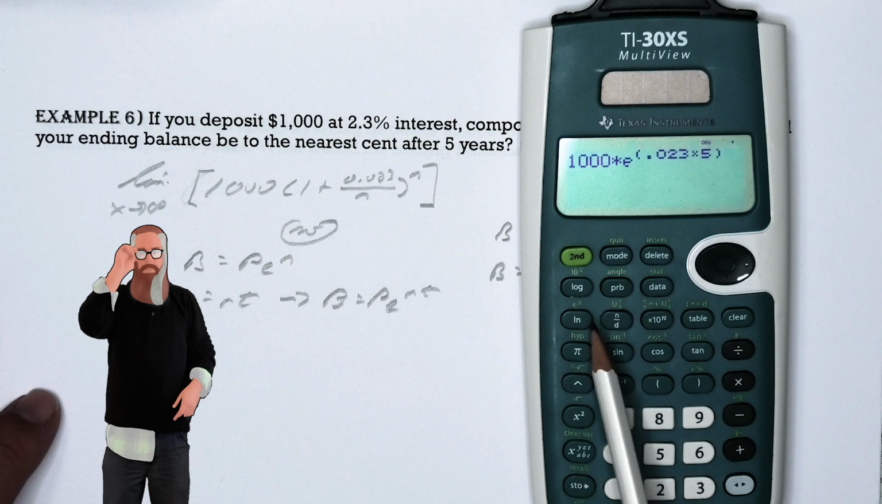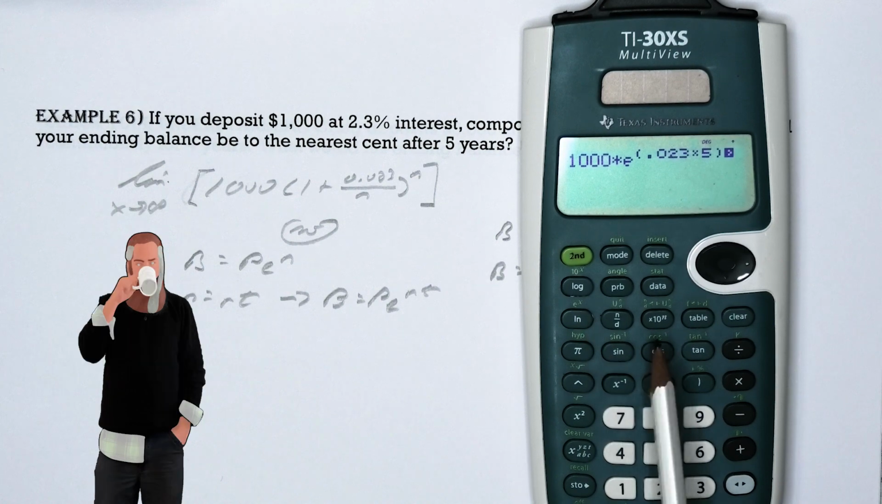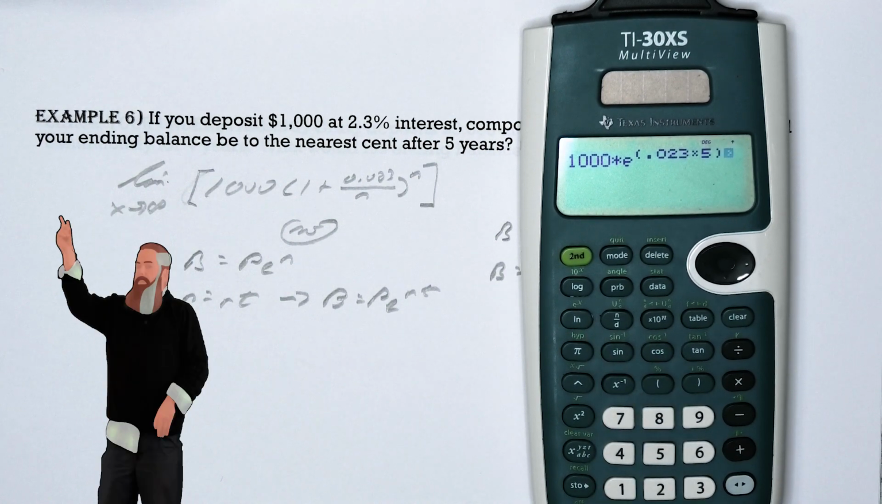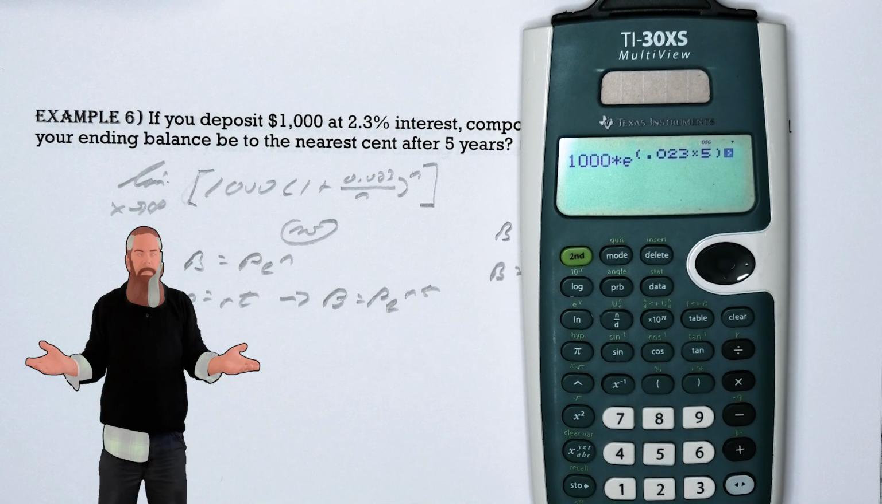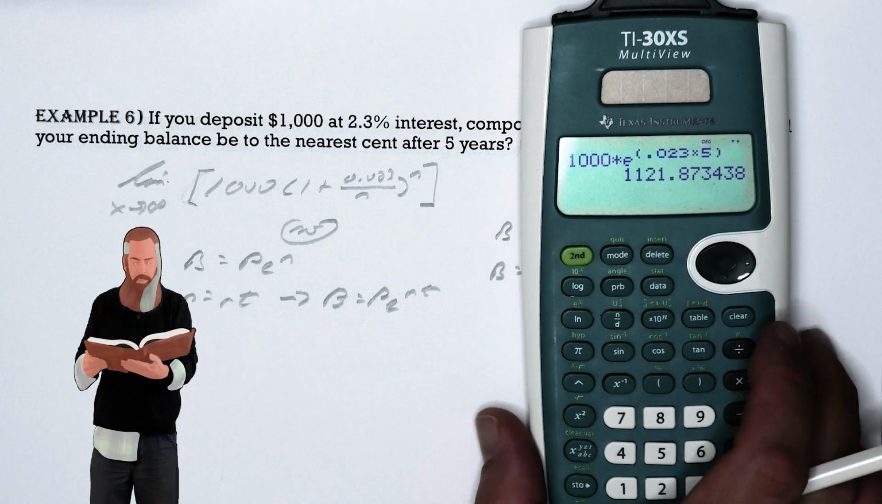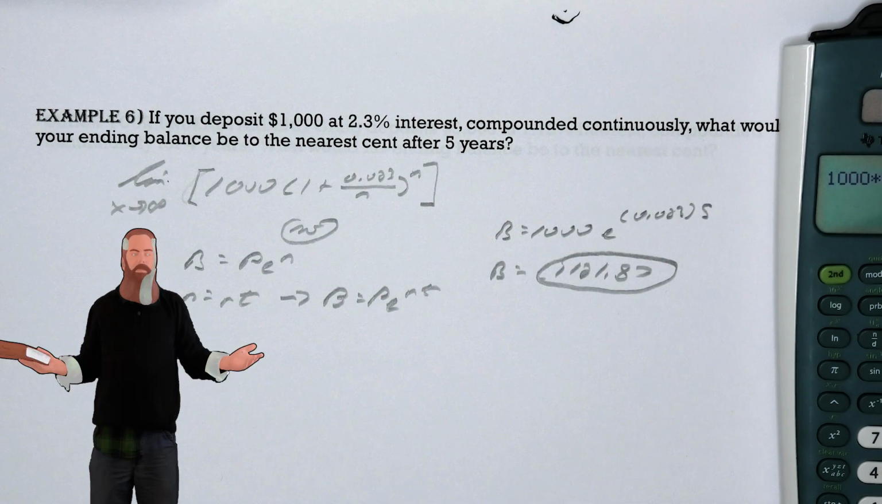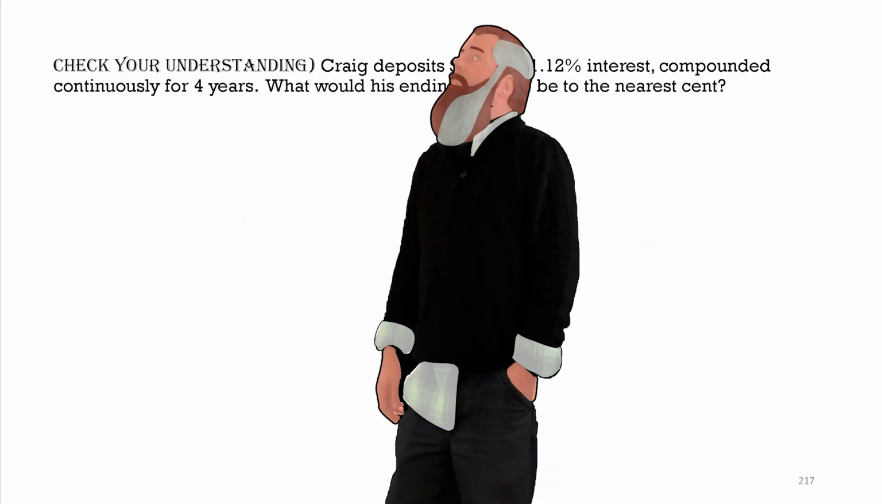Using the TI-30XS, we do 1,000 times. We have an e to the exponent button as a second function. So second to get to that e to the x. Then in the exponent, we open parentheses, put 0.023 times 5, close parentheses, and hit equals. We get $1,121.87.